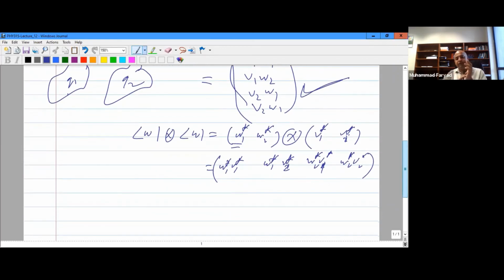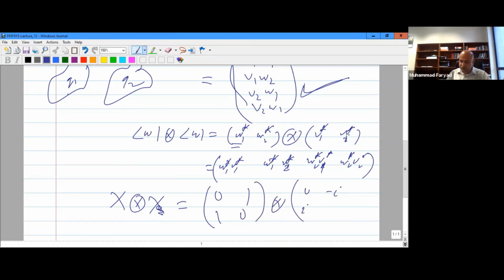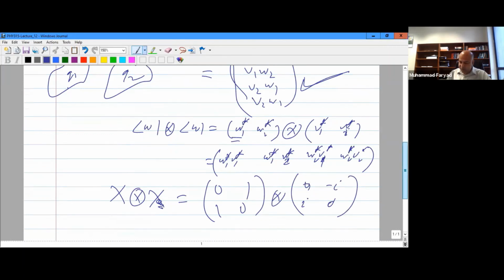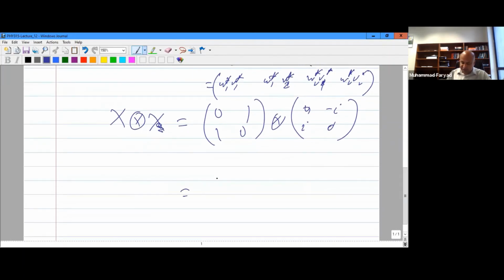And not only between bras, we can define the tensor product between operators. If we have, let's say, an operator X for one system and then another operator, let's say this is some Y operator. So then X is 0, 1, 1, 0, and tensor Y operator 0, minus iota, iota, 0. We work it out in exactly the same fashion. So 0 into 0, 0 into minus iota, 0 into iota, 0 into 0. So we take the first element and multiply with each element of the next matrix.